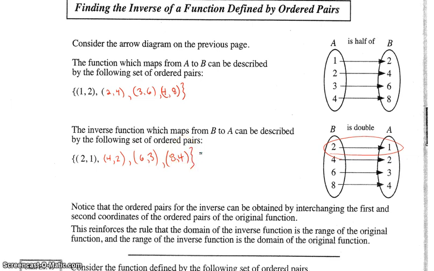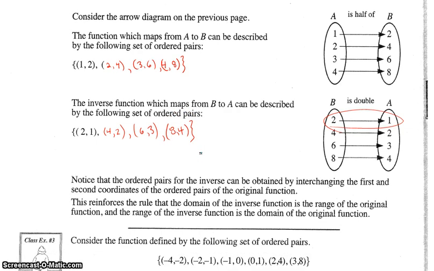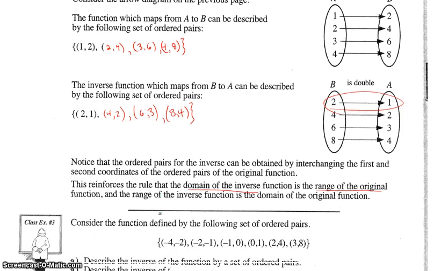Notice that the ordered pairs for the inverse can be obtained by interchanging the first and second coordinates of the ordered pairs of the original function. This reinforces the rule that the domain of the inverse is the same as the range of the original, and vice versa. Range of the inverse is the same as the domain of the original.